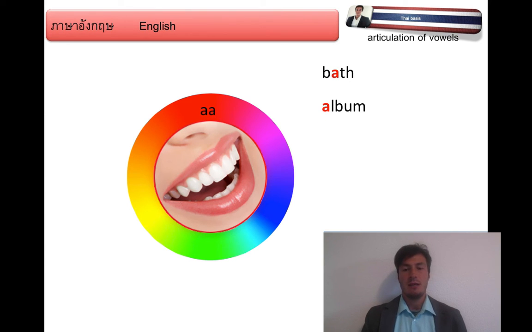Another example could be album. At the initial position of the word, the a vowel is read as in album. At the end of the word, cinema. So album, cinema, same vowel, different articulation of the vowel. So how in God's name should somebody be able to memorize? You basically have to memorize how it's spoken. You cannot really learn just the articulation of the vowel and then you're good to go.